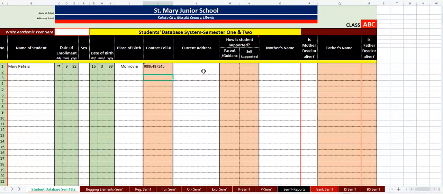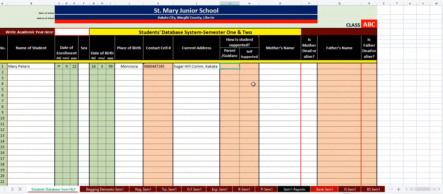All right, current address. Presently, Sugar Hill Community. Sugar Hill Community is where we live. This is the Sugar Hill Community, Kakata. All right. Then we come here.